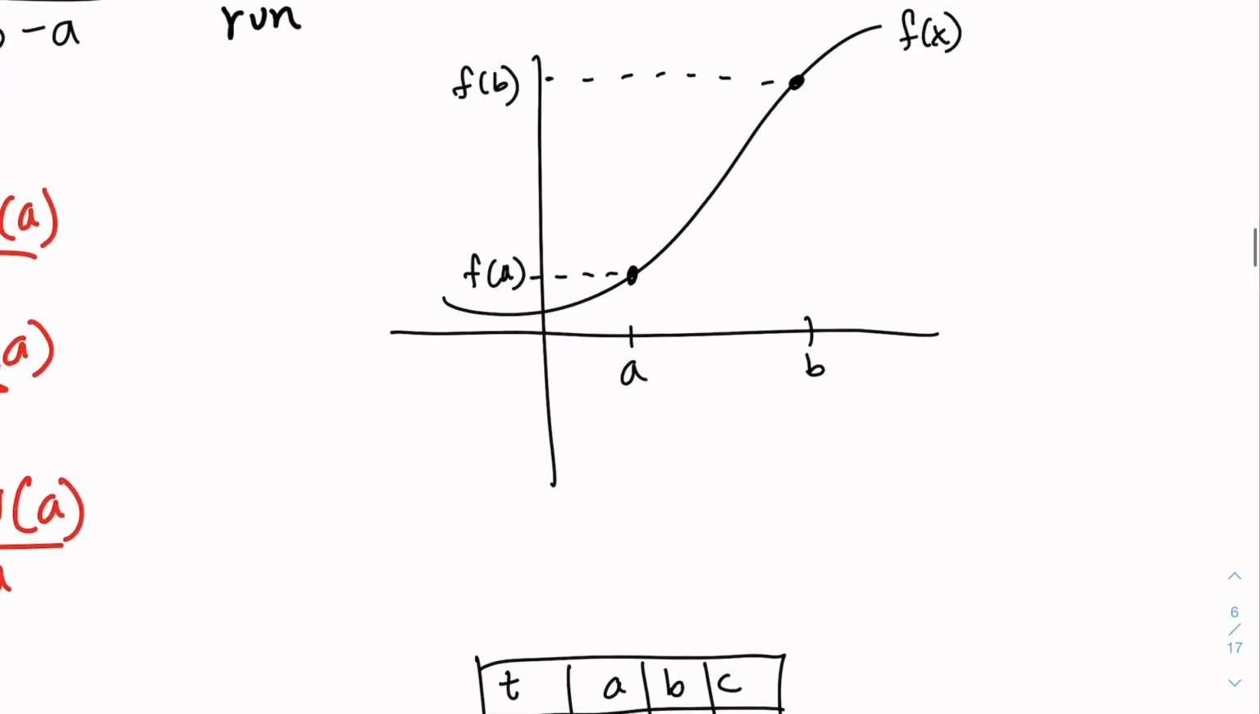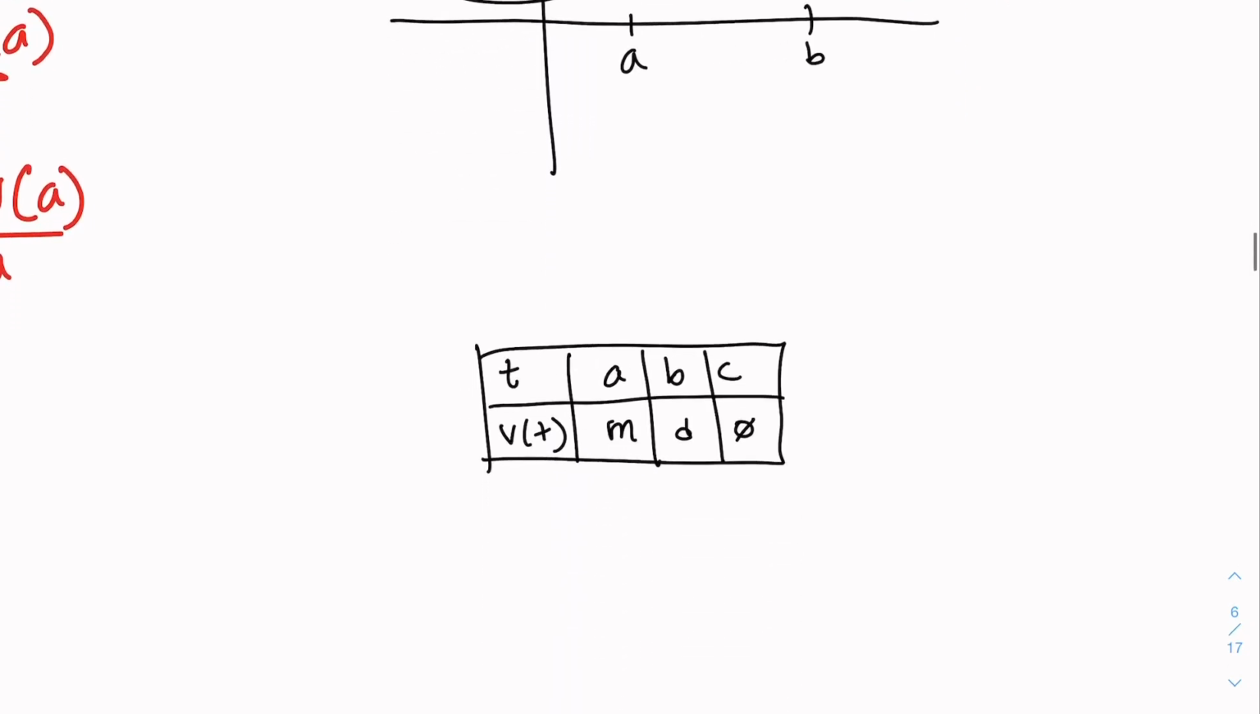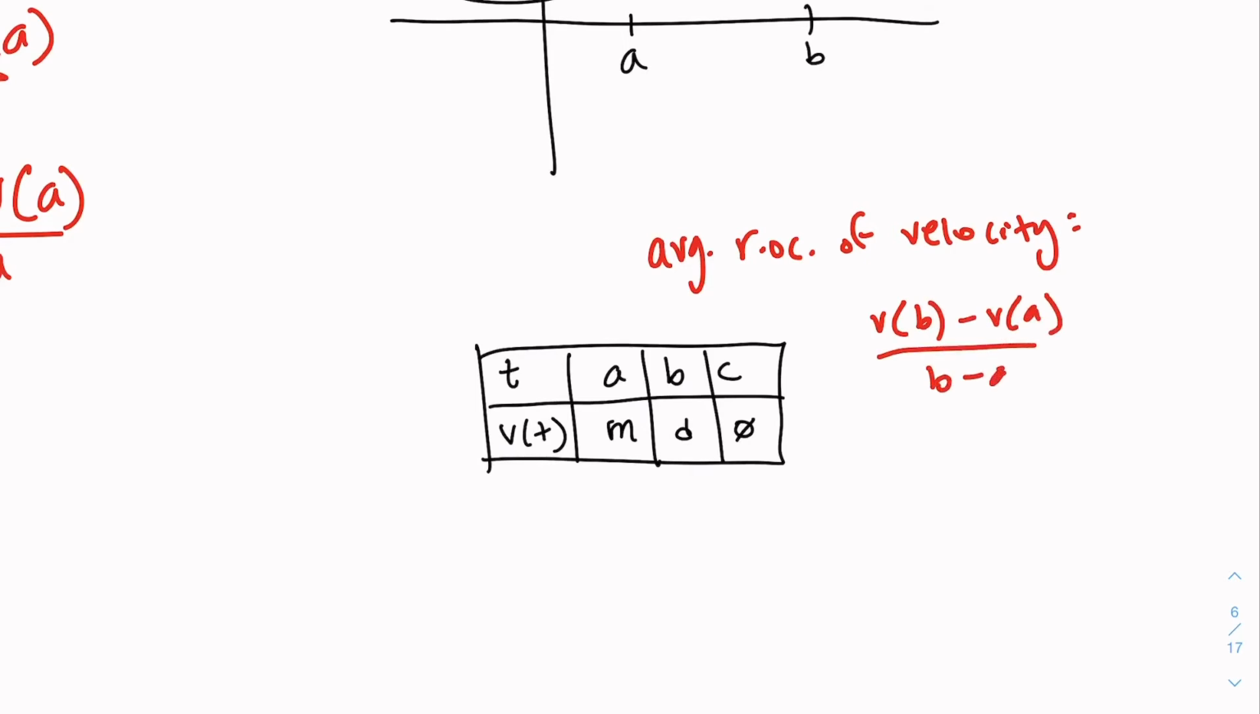So if I'm given a graph of f, I'll just do the same thing, using the y values here and here over the x values. And if I'm given a table, let's say this said find the average rate of change of velocity, then I do v of b minus v of a over b minus a, where I get v of b from here. v of a would be from here, and then b minus a are the x values, or the times.